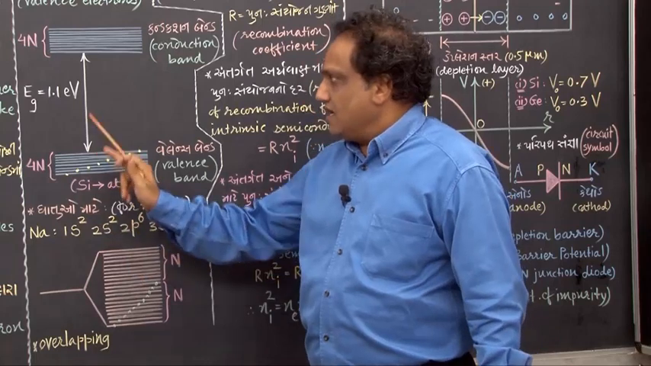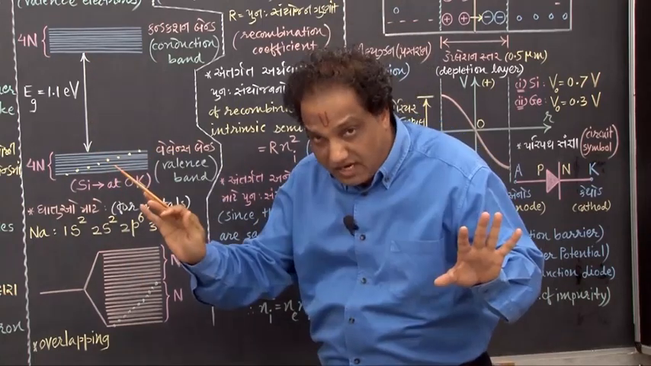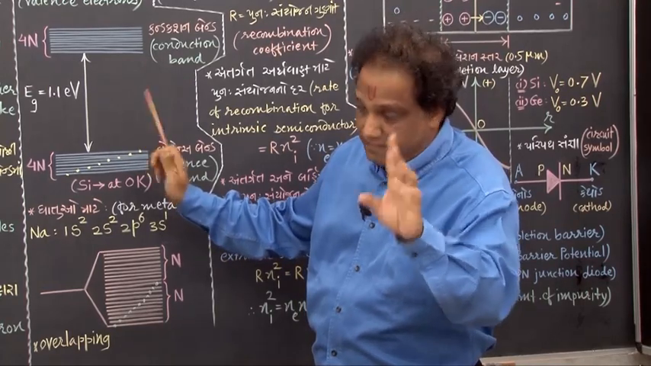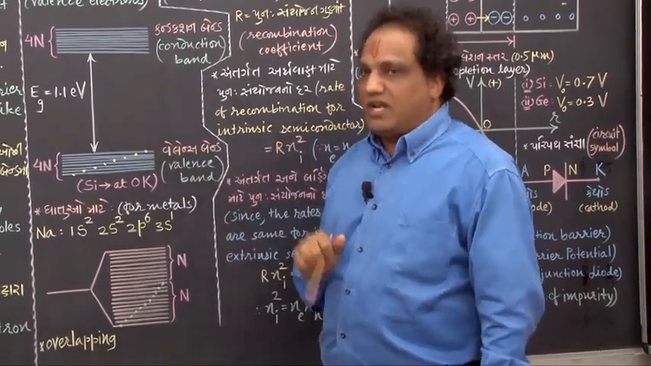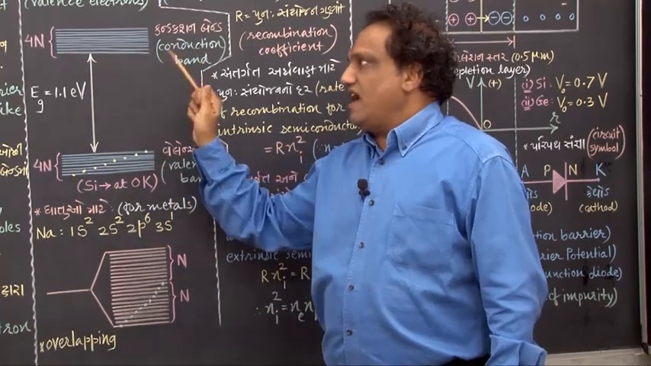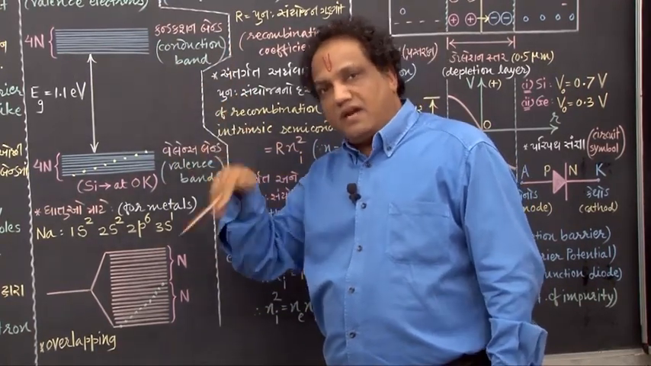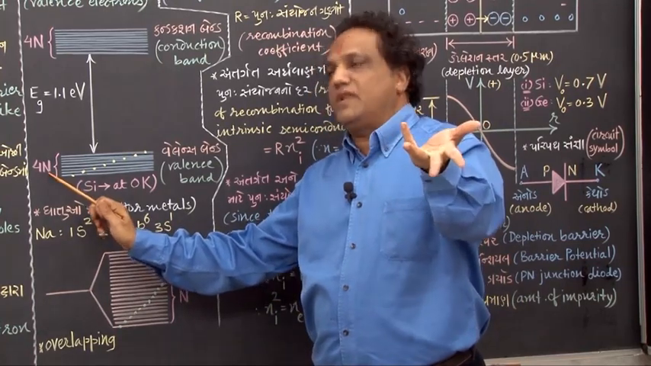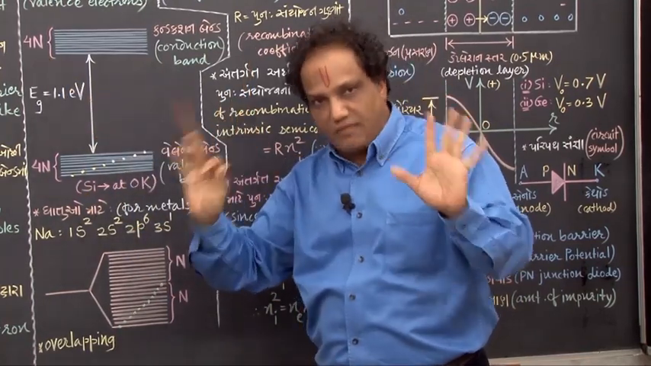Above this valence band, we have some region in which there are no energy levels. Here in this region, because there are no energy levels, we call this region forbidden gap. And above the forbidden gap, again we have defined energy levels, and they are remaining. Out of 8n, if you subtract 4n, then what is remaining? 4n energy levels are remaining.